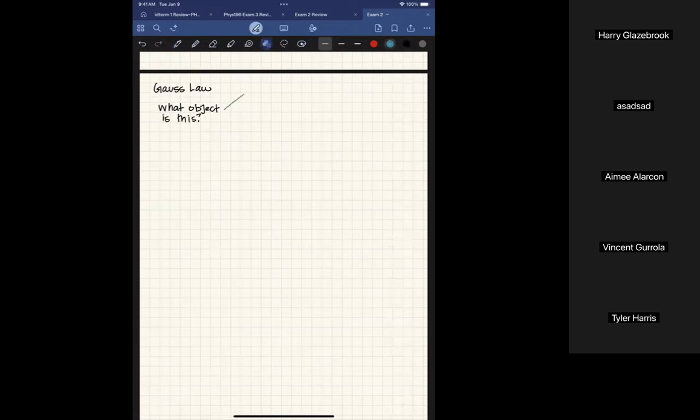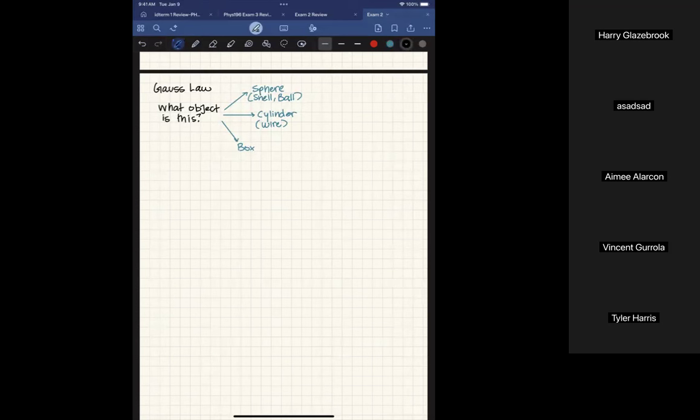It can either be a box, a cylinder slash wire, or it can be a sphere, which they'll also call a shell or a ball. Those are the three objects or distributions you can get. So the first thing you want to ask is, what object is this?